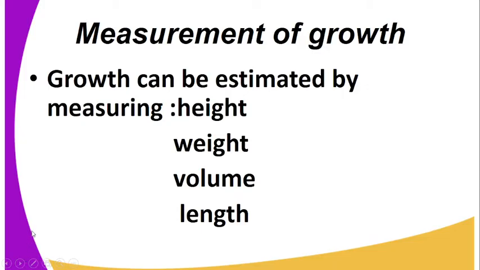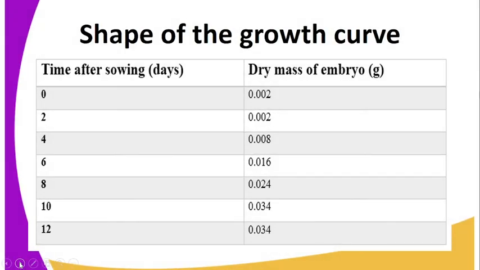So, measurement of growth. Growth can be estimated by measuring, number one, the height. Number two, you can measure weight. You can measure volume and you can measure length. To determine the growth, you can measure height, weight, volume, and finally, you can measure the length of an organism.